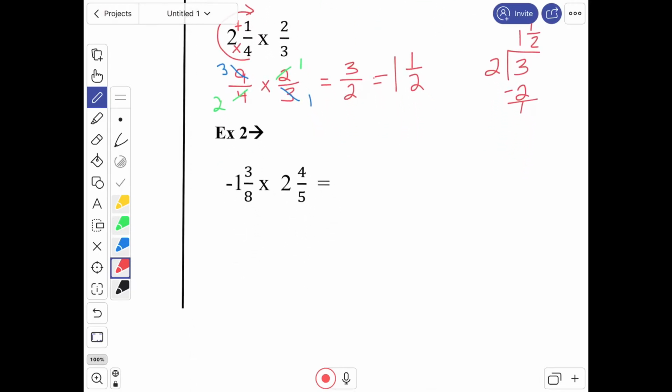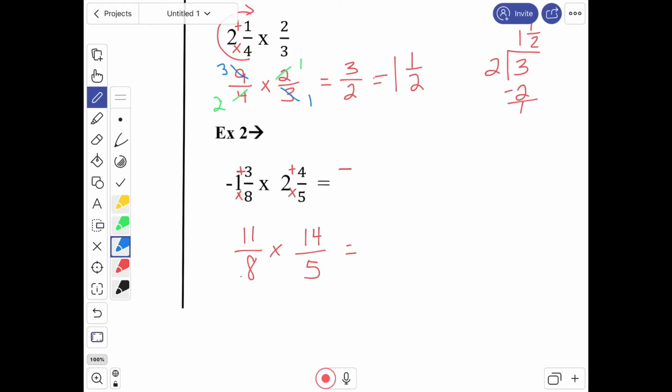Let's try another example. This time we have a negative in the mix, and a negative times a positive is going to make a negative. So we need to remember my answer is going to be negative, but we work everything else the same exact way. So first, I change this to an improper fraction. 8 times 1 makes 8, plus 3 makes 11, so that's 11 over 8, times 5 times 2 is 10, plus 4 makes 14 over 5.